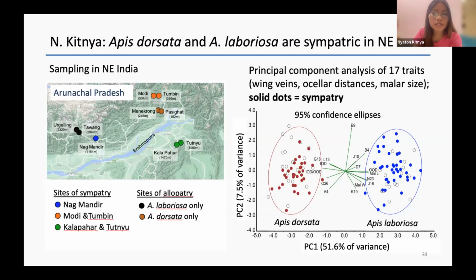Some of the characters that are responsible for the separation of these two clusters are the ocelli structure, the malar size, and wing venation angles such as G18, O26, and N23. So from morphometric analysis, we can see these two are distinct groups.